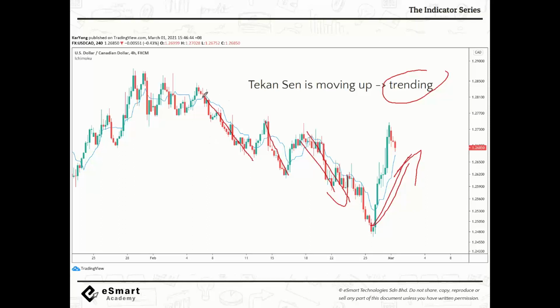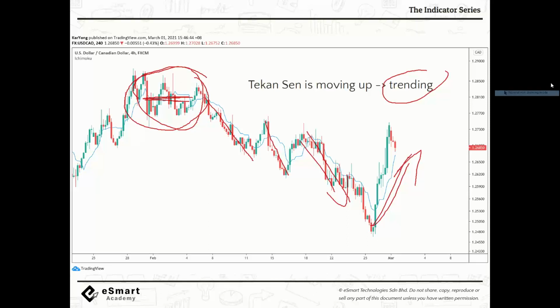Now where is it ranging? Can you see, at least on this chart here, this portion, this blue line, this Tenkan-sen has been moving sideways. So this is basically a range environment, and you do not want to trade when the market is in the range if you are using the Ichimoku.